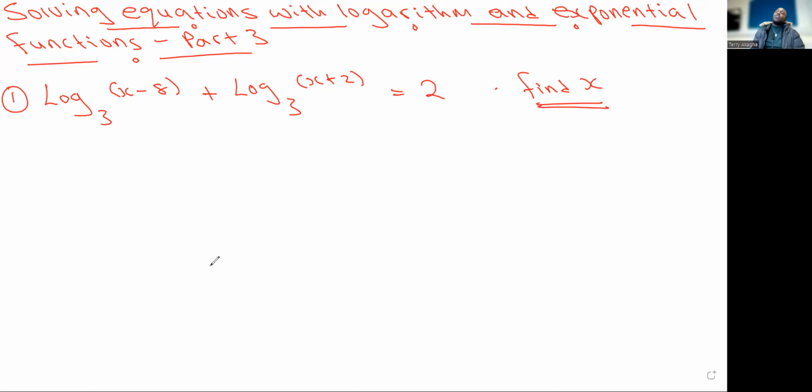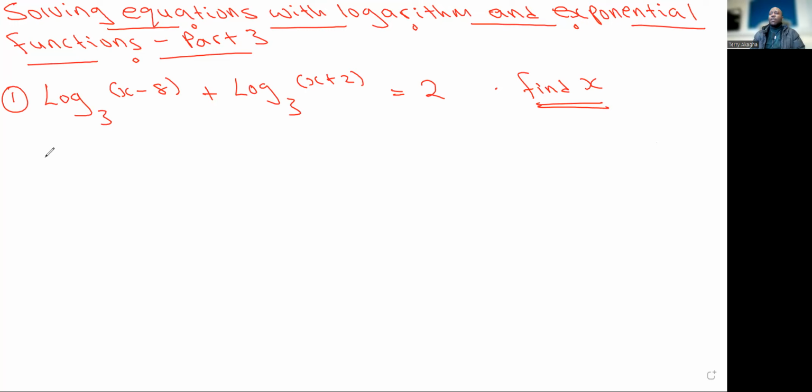So the first thing I'm going to do is combine these two logs together because they have the same base. I'm going to apply the product law, where I told you if you have log a of m plus log a of n, it is equal to log a of mn. Do you remember this law? So I'm going to apply this law here. Please go back and review the law. That's the first law, law 1. So I'm going to apply the law here to solve this.